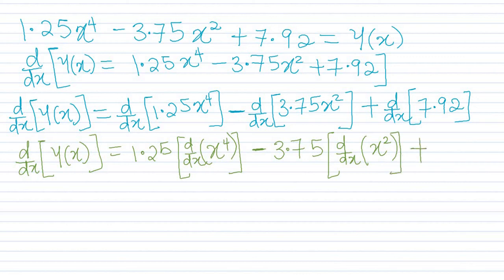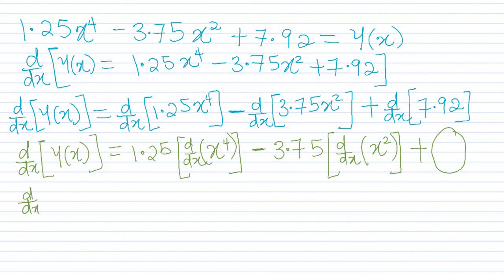plus, now the derivative of a constant is always going to give you 0. Just like the derivative of pi will give you 0, the derivative of 3 will give you 0, the derivative of 1 billion will give you 0, the derivative of 0.12 will give you 0, because all of those things that I've mentioned are constants. And 7.92 is a constant, so the derivative of 7.92 is just going to give you 0. So you have that. Now let's continue.